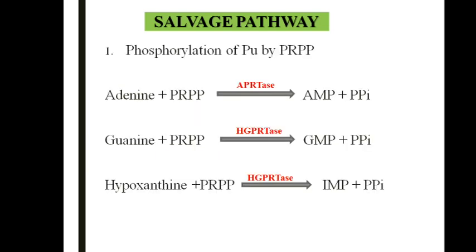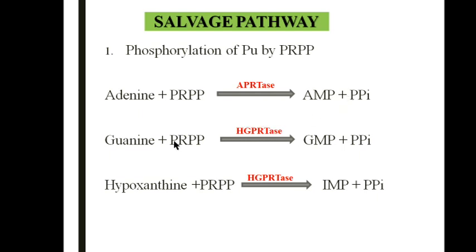So the salvage pathway, how does it operate? The main important enzymes that play an important role in the synthesis of purine nucleotides are APRTase and HGPRTase. APRT stands for adenine phosphoribosyl transferase. The adenine combines with the PRPP. I told you PRPP is a prerequisite again for the salvage pathway. Combined with this, it's going to give rise to AMP and inorganic pyrophosphate.